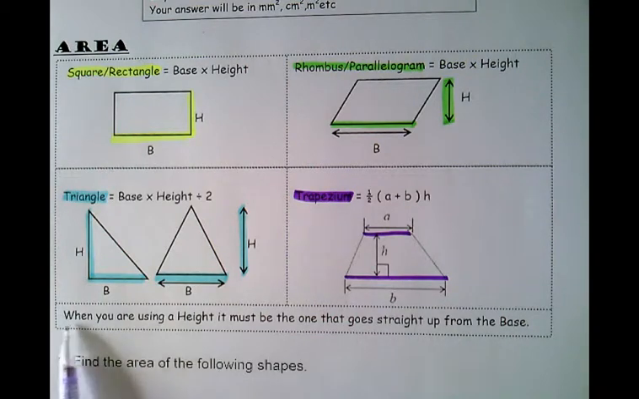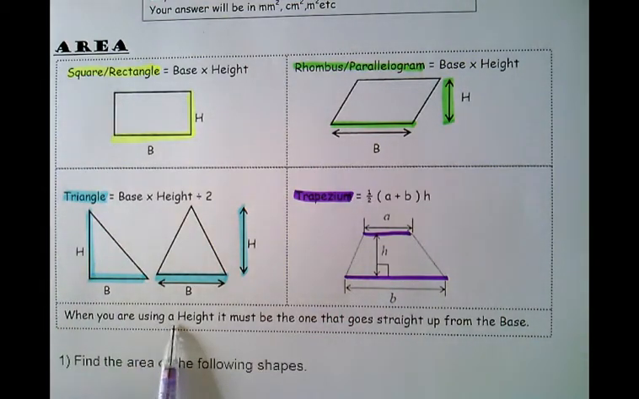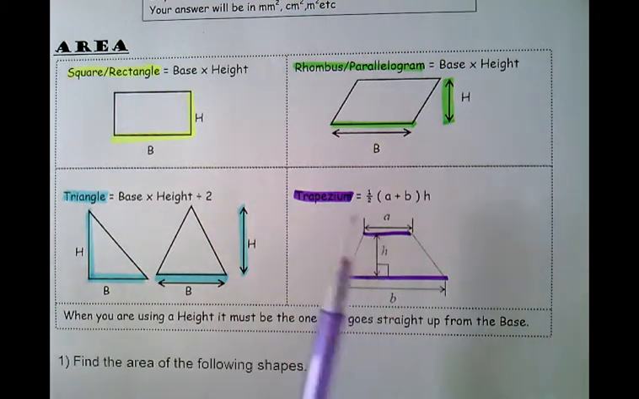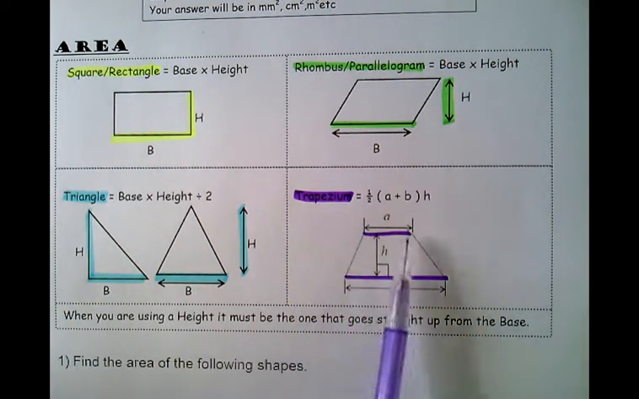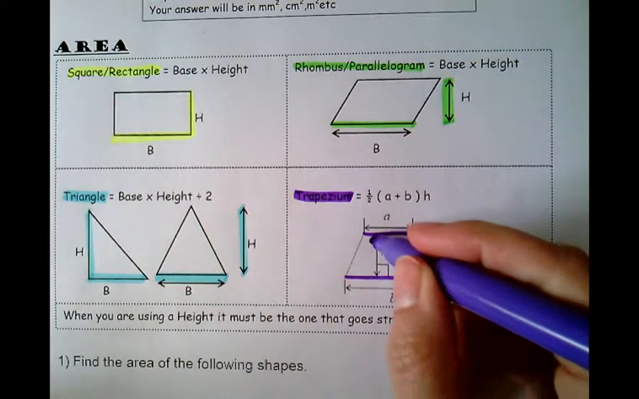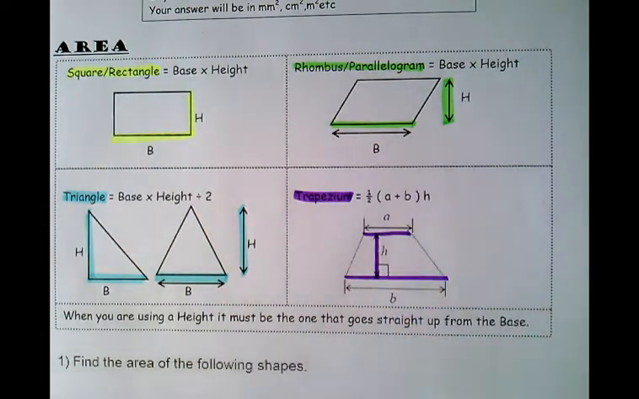Then at the bottom here, I've just put when you're using the height, it must be the one that goes straight up from the base. So the same thing goes here for the trapezium. You have to use the perpendicular height, not either one of these slanty ones. It has to be that height going straight up from the bottom to the top. The distance between the parallel sides there would be your height.